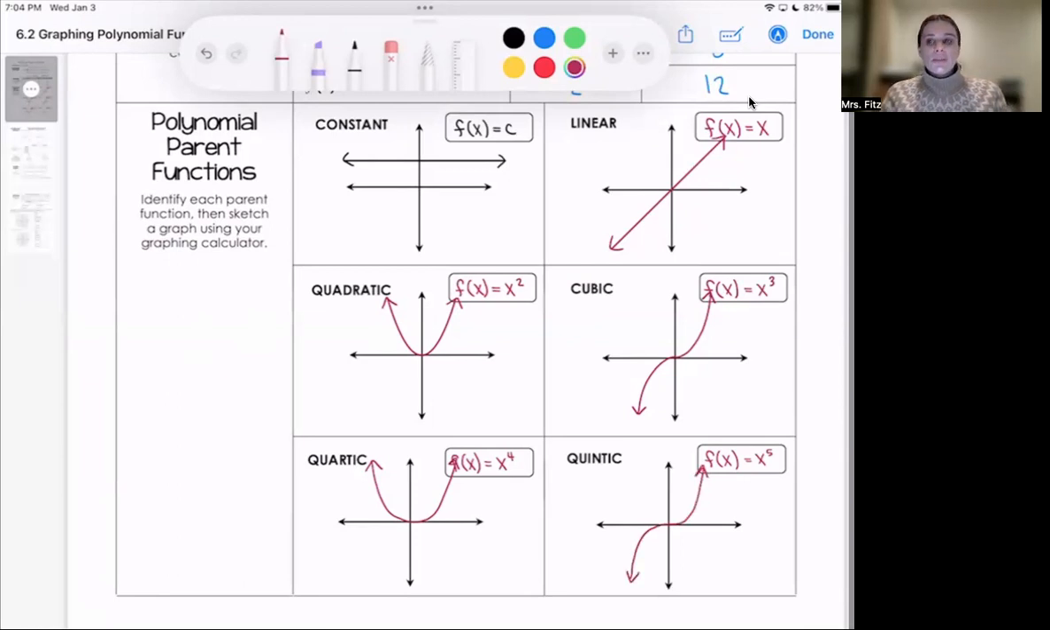Okay, so you might notice all of the graphs on the right-hand side, those are all odd degrees, and they have opposite end behavior. So one end of the graph is pointing up to positive infinity. The other end of the graph is pointing down to negative infinity. If you look on the left column, those are all even degree. Notice the end behavior on either side is the same. They both point up.